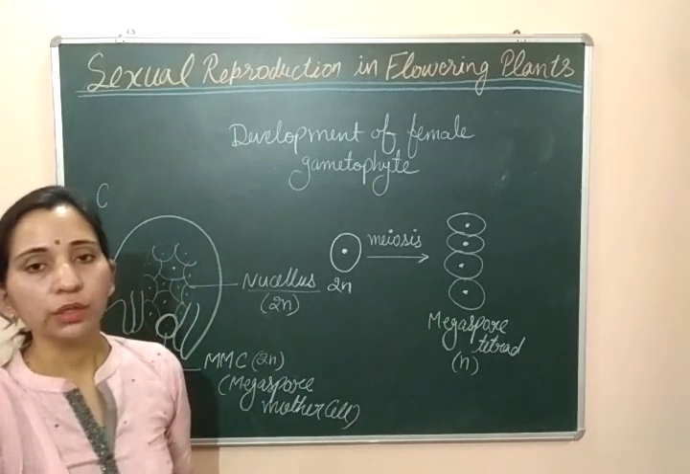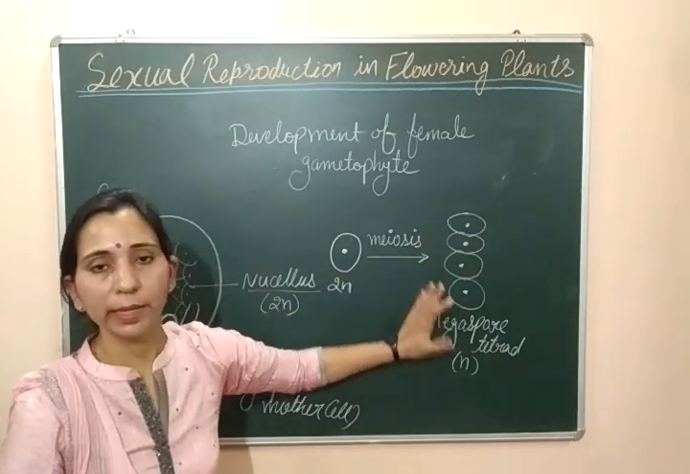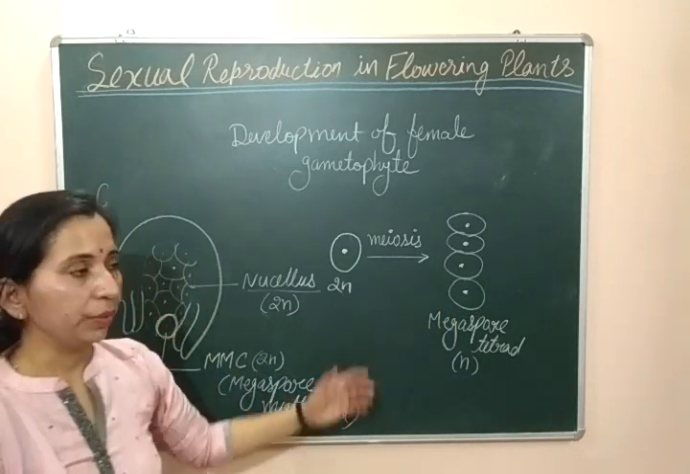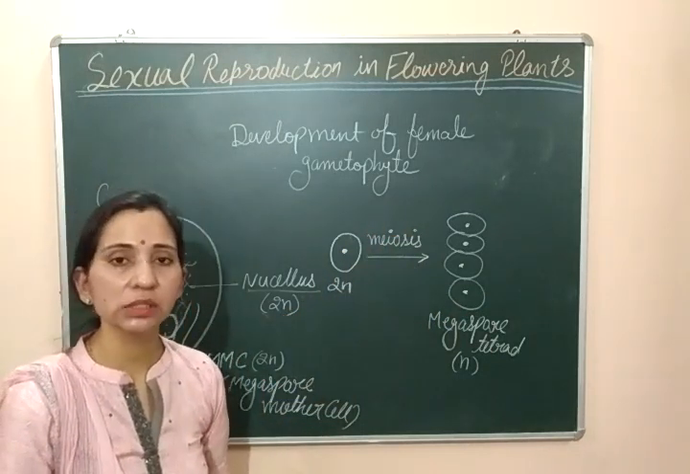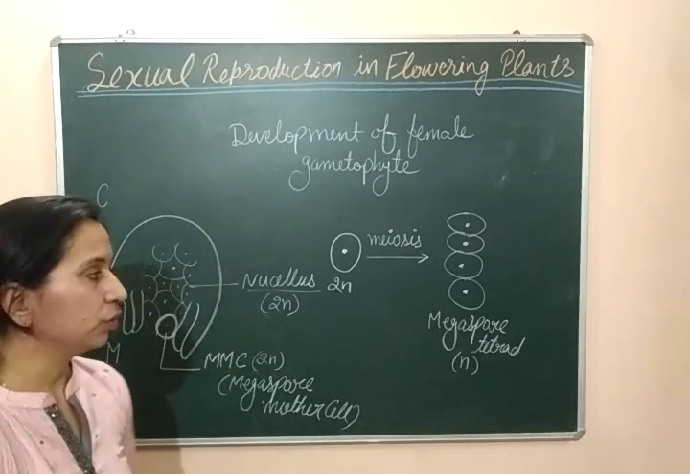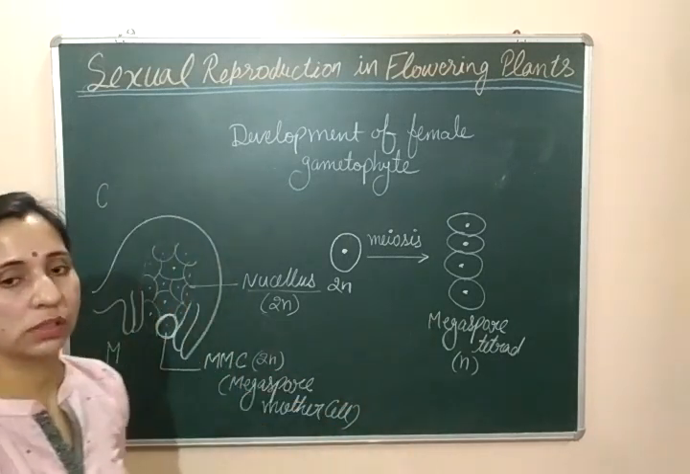When these tetrads are formed, all 4 cells do not take part in the further development. सभी की सभी चारों सेल आगे पार्टिसिपेट नहीं करती. Out of these tetrad, 3 cells degenerate and only one will survive.